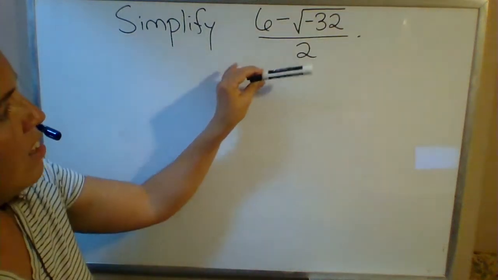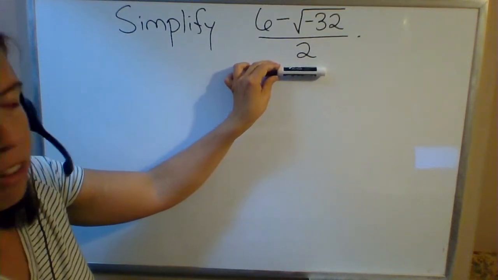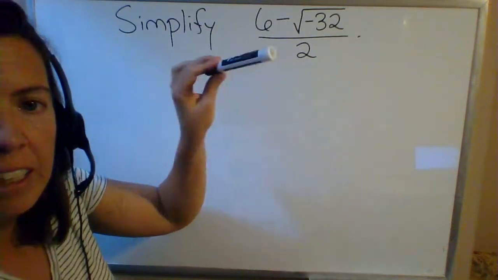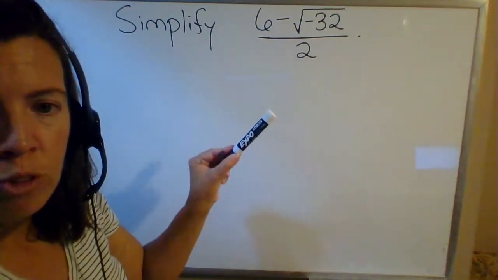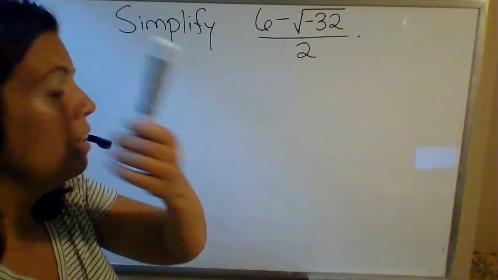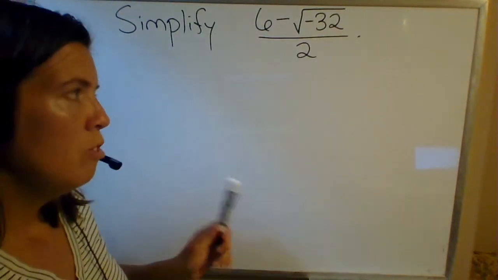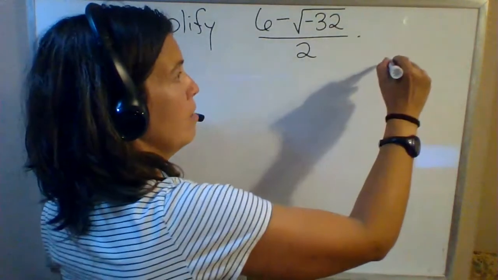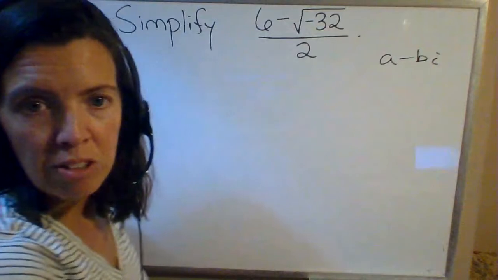So now I want to take this expression, 6 minus the square root of negative 32, all divided by 2, and simplify it. I see the square root of a negative number, so I know my answer is going to involve the imaginary unit i. And so I want to plan on writing my final answer in the standard form a minus bi for a complex number.